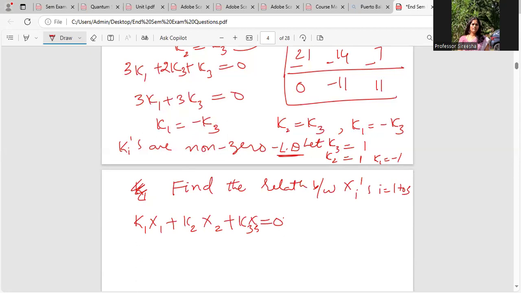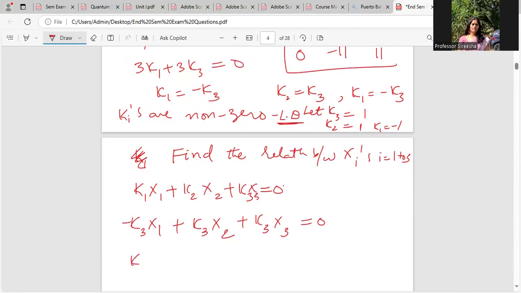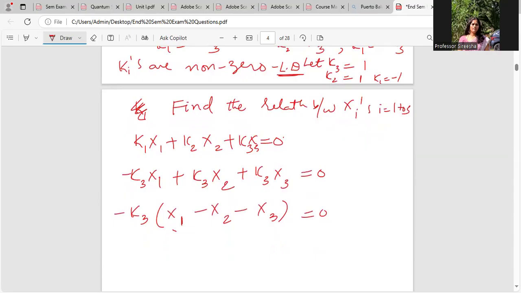Just see here. I'll write everything in terms of k3. k1 is what? k1 is minus k3 x1. k2 is what? k3 x2. I'm sorry, this is not x3, this is x1. Plus k3 x3 is equal to 0. Take out k3 common, or minus k3 I will take common. So x1 minus x2 minus x3 is equal to 0. Yes, right.